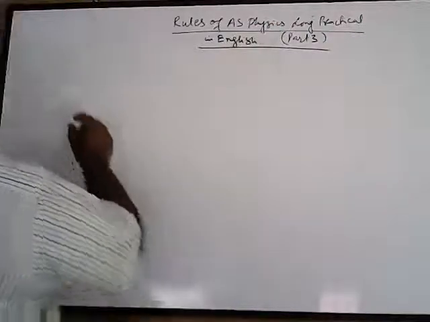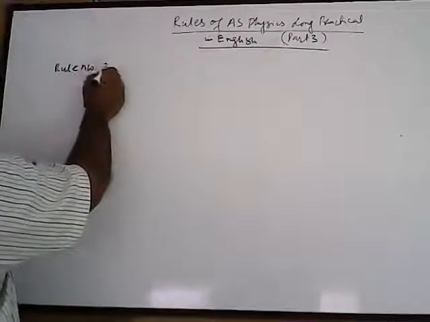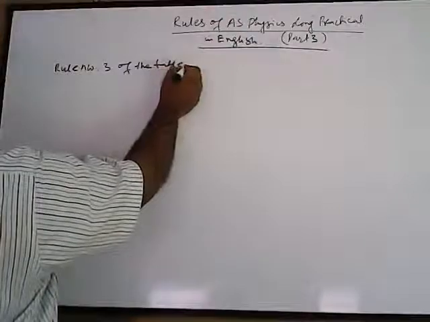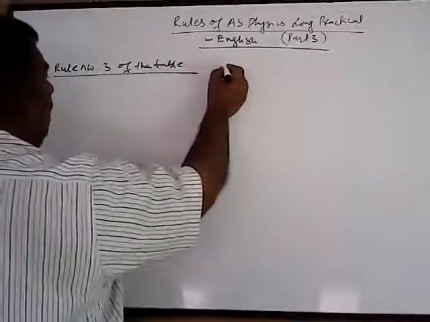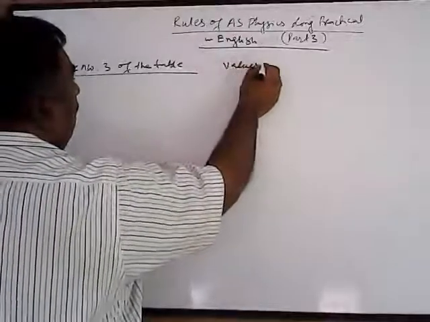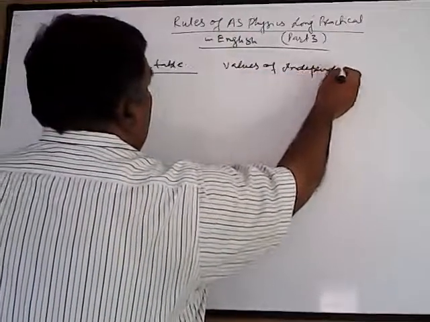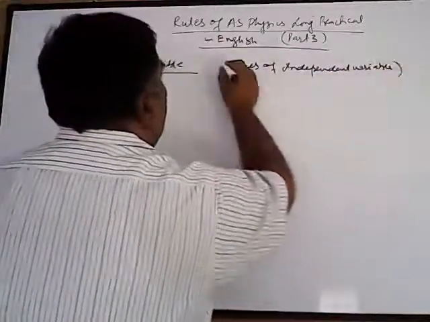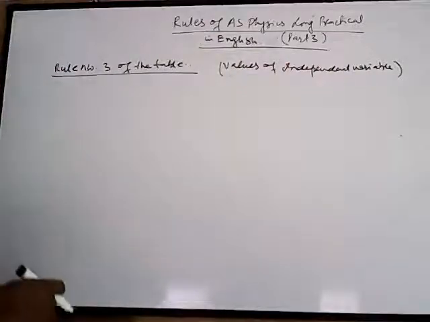Now we have to discuss rule number 3 for the table. Rule number 3 of the table is about how to take the values of the independent variable, because the independent variable is in our control and we have to decide which values to take.